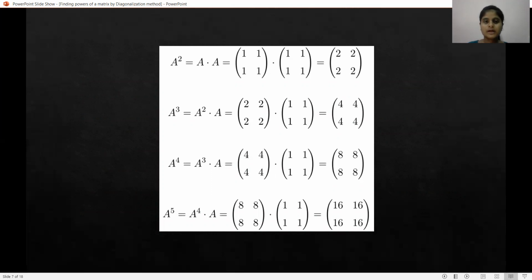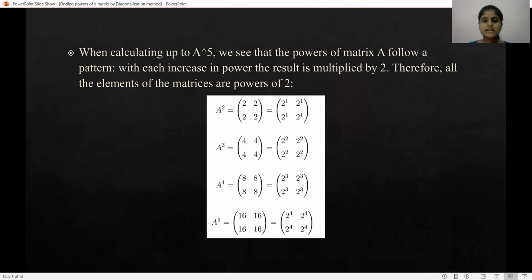In the first one, in place of n, it is given 2. So A square is equal to A into A, which is [1, 1; 1, 1] into [1, 1; 1, 1], which is equal to [2, 2; 2, 2]. And here are some examples. When calculating up to A to the power 5, we see that the powers of matrix A follow a pattern. With each increase in the power, the result is multiplied by 2. Therefore, all the elements of the matrices are powers of 2.